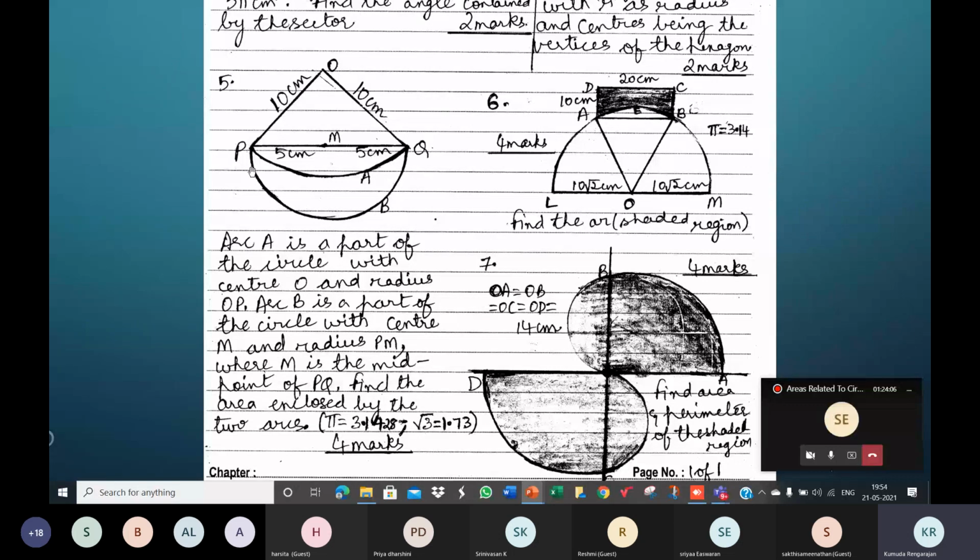So now what's the answer? The area of the semicircle minus the area of the segment will give us the area between the two arcs. See here, this full thing is the semicircle. We found the area of the semicircle. From that, if you take away the area of the segment, which we found earlier, you will get the area enclosed between the two arcs.